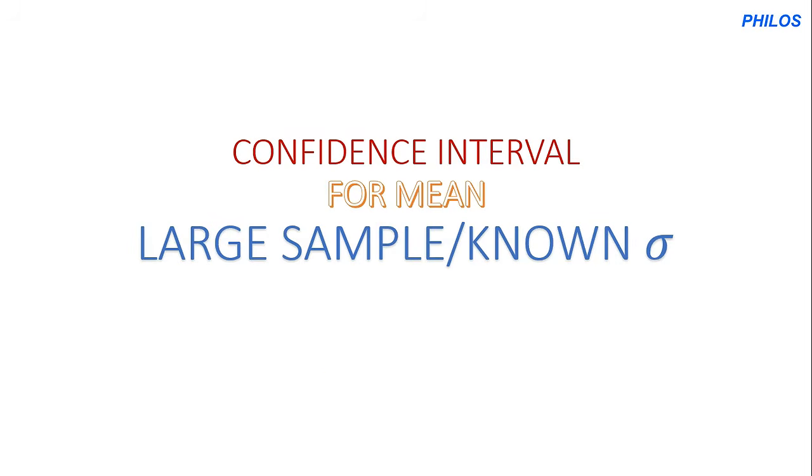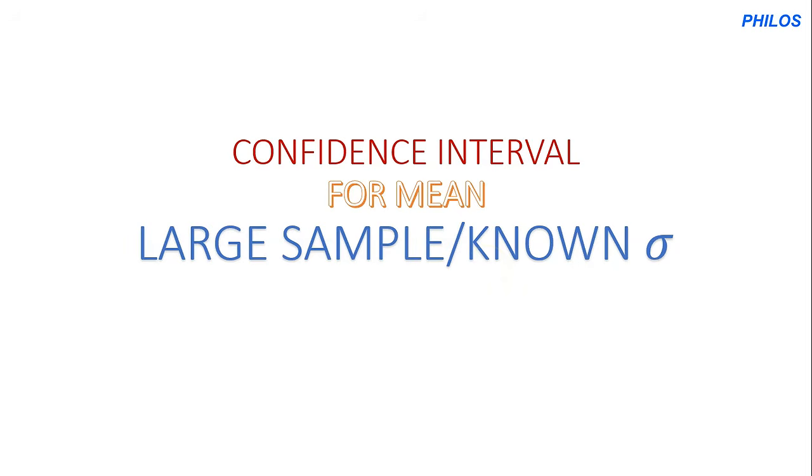In today's tutorial, I'm going to take you through confidence interval for mean for a large sample or a known population standard deviation. This is a symbol we use to represent population standard deviation. Okay, so all we'll be looking at in this particular video is about a large sample or when the population standard deviation is known.